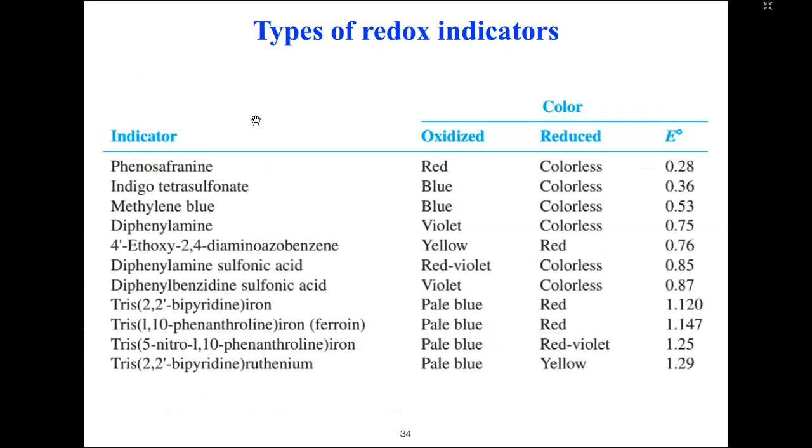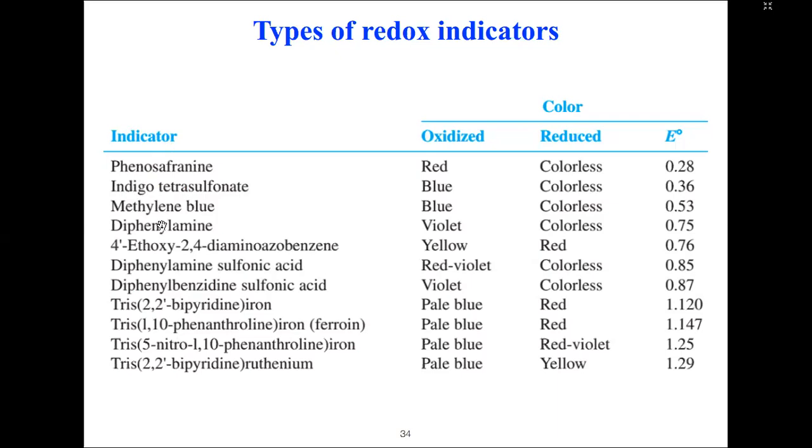Now these are some of the types of redox indicator. This is the table I got online, so I just randomly put it. These are some of the indicators. You don't have to memorize. However, I'm just trying to show you that these types of tables exist, and you can know a lot about them ahead. Okay, and you need to be aware of them ahead of redox titration.